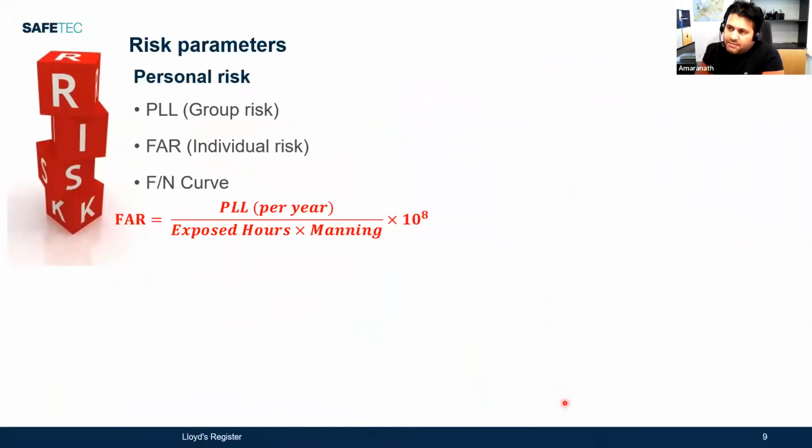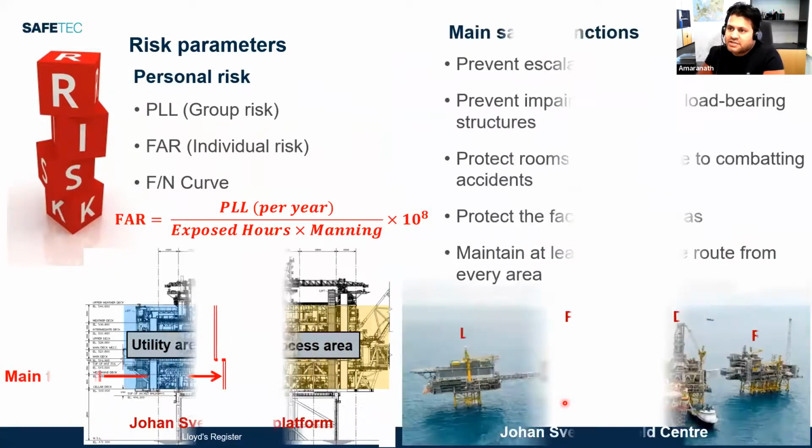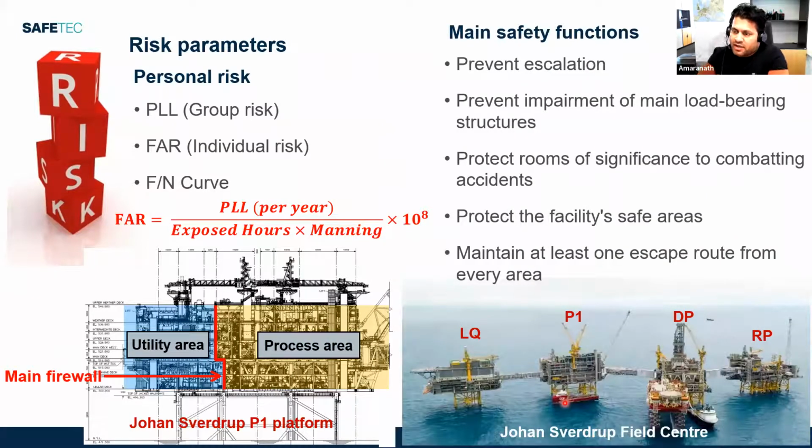So the risk parameters, we express the risk both as a personal risk as well as the main safety functions. When it comes to the personal risk, we have different terms. PLL, potential loss of life, and FAR, the fatal accident rate. These are the two main parameters that we use to express the personal risk when it comes to offshore risk assessments. So FAR value is defined as a function of the exposed hour, and it is an individual risk parameter.